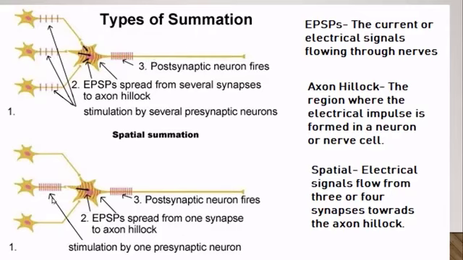Another condition is that if the presynaptic neuron terminates near the axon hillock, it can produce an action potential in the postsynaptic neuron easily, because the axon hillock is the most excitable portion of the neuron, and when it is excited it can be easily depolarized and produce an action potential.